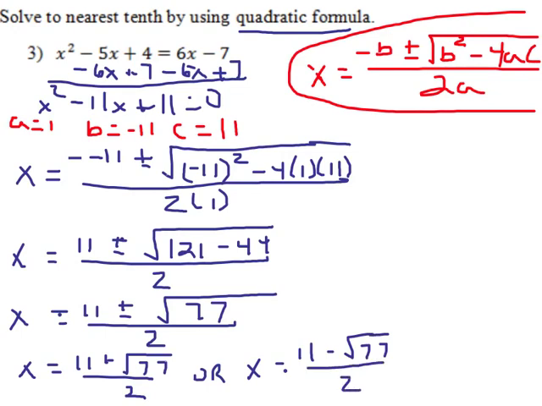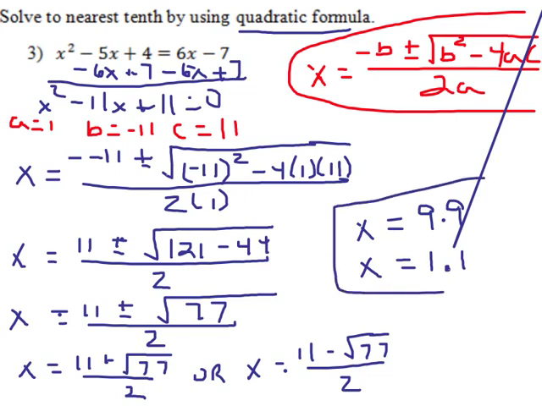Now, this question did say, if you go back to the original here, it said go to the nearest tenth. So you have to use your calculator on this one. If you plug it in, 11 plus the square root of 77, and you cut it in half, and you round that answer off, one answer turns out to be 9.9. And the other one, if I take 11 on the calculator and I do minus the square root of 77, and I divide that by 2, it comes out to 1.1 to the nearest tenth. So those are your two answers for this one. And don't be afraid to use the calculator, okay?